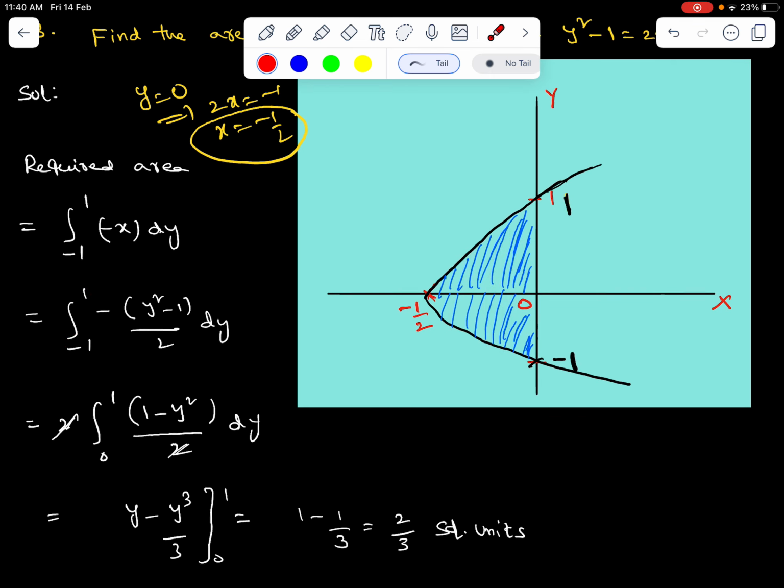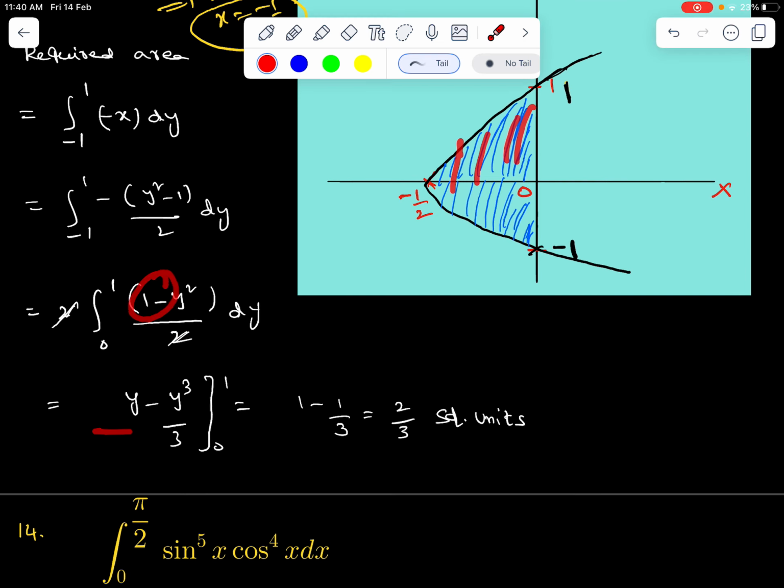When symmetric comes, you can use 2 into integral 0 to 1 of (1 minus y square) by 2. You can observe this graph here. This is symmetric. That is equal to integral y minus y cube by 3, 0 to 1. Upper interval 1, 1 minus 1 by 3 minus 0, that is equal to 2 by 3 square units is the answer.